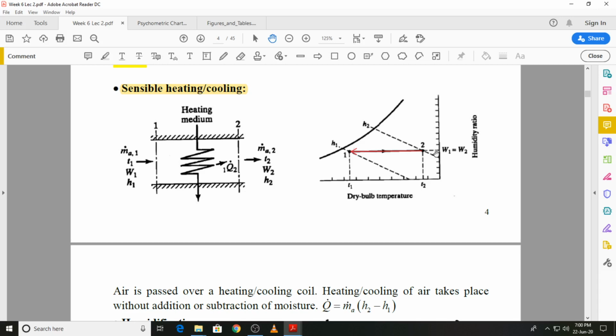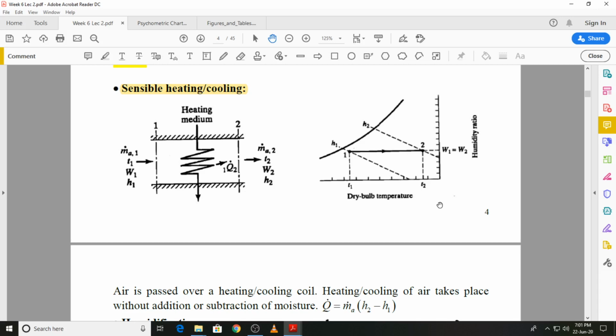In air conditioning, sensible heating is typically done by passing air over either electrical strip heaters or over a bank of tubes, which is called a heating coil, inside which some heating medium is circulating. For example, you can have steam passing through those tubes, and when the air passes over the tube bank, it is sensibly heated.